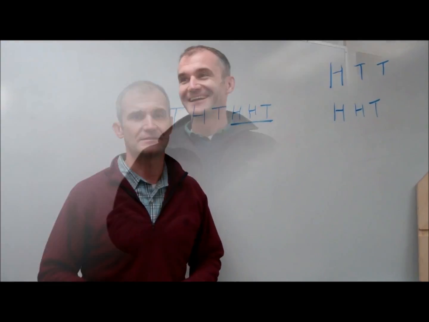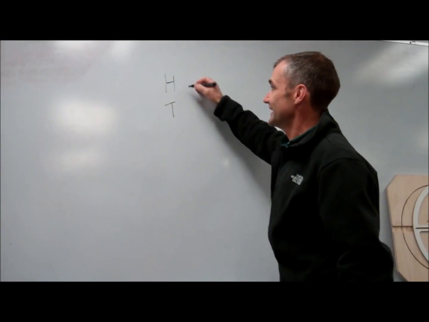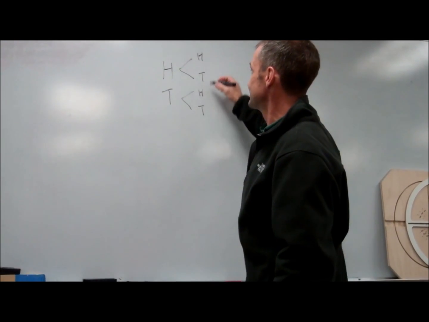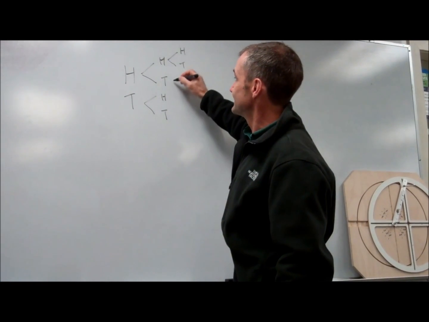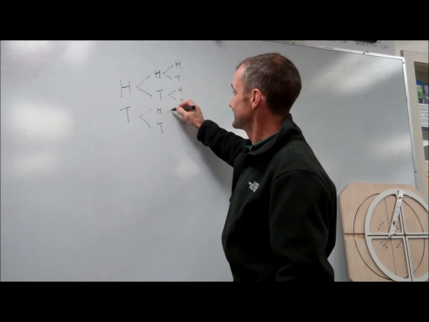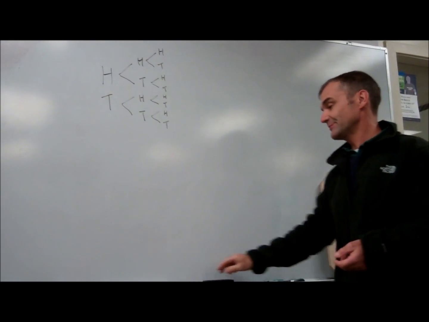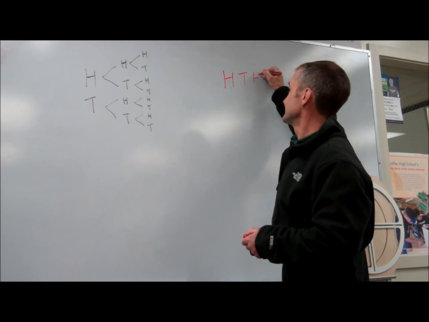Okay, so if I take a quarter and flip it, there are 2 outcomes. If I flip it 3 times, there are 8 outcomes, right? I could either get a heads or a tails. If I get heads, I could get heads or tails. Or if tails, I could have heads or tails. If I go heads, heads, there are 2 outcomes from here, heads or tails. So if I flip a coin 3 times, I have 8 total. So what's the probability that I flip this coin and I get heads, tails, heads?